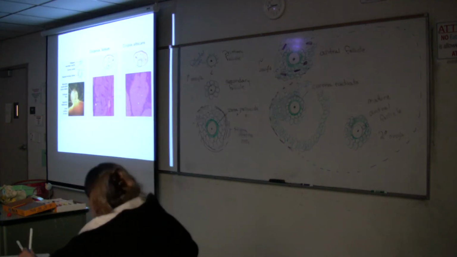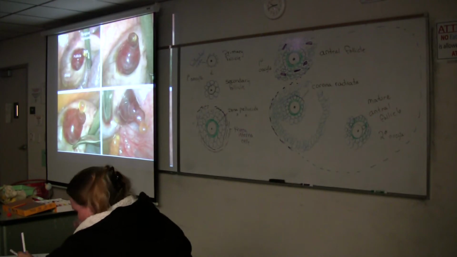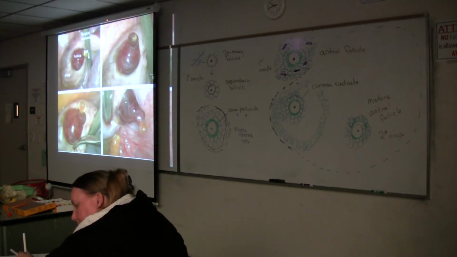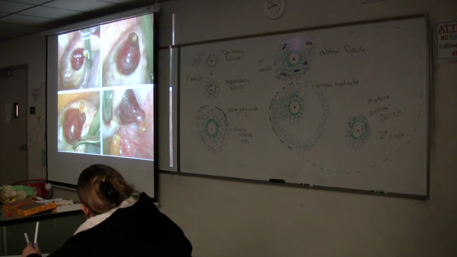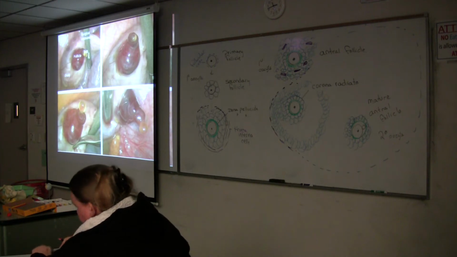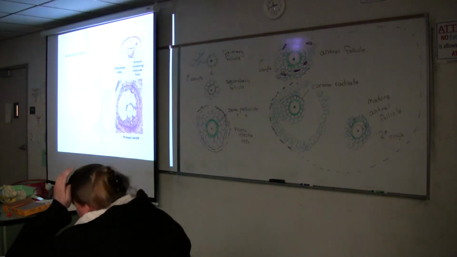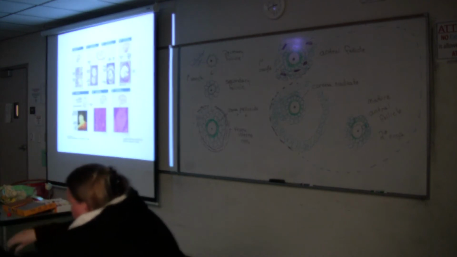Okay. So after question? Yeah. So the red is the surface of the ovary, of the mature antral follicle, showing right here, pushing out, and then the yellow would be this structure right here.